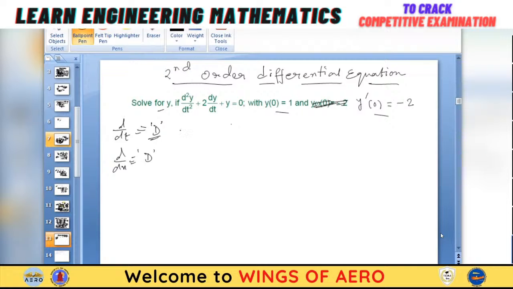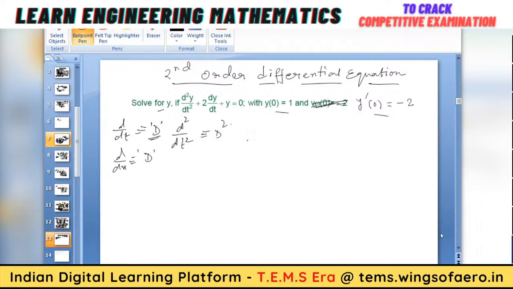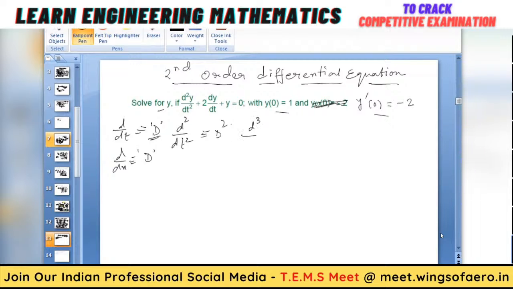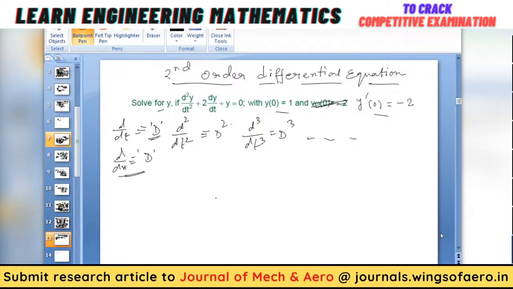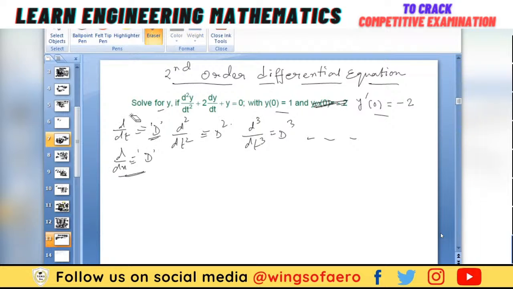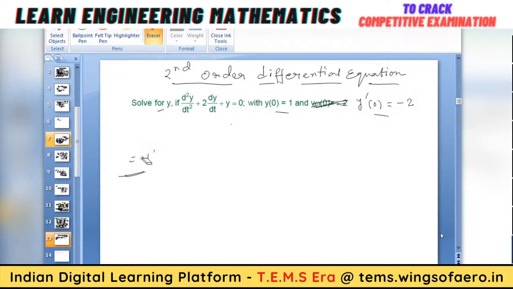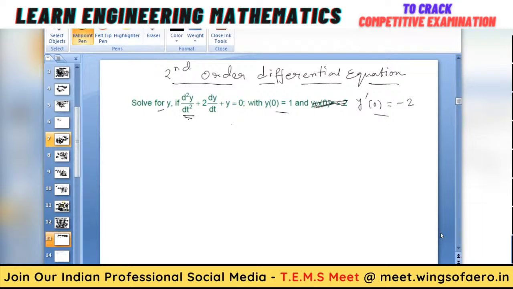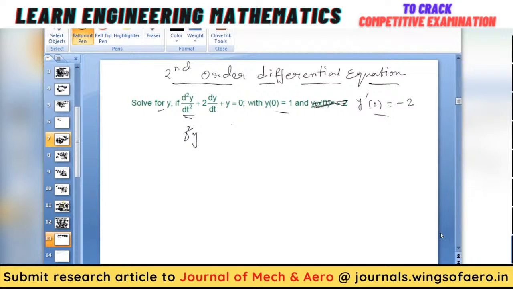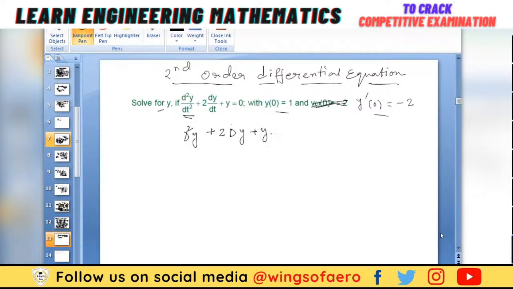If d/dt is capital D, then the second order derivative is denoted by D square. The third order derivative is D cube, and so on. Similar things happen here also. So d2y/dt2 we can write as D square y plus 2 into capital D y plus y is equal to 0.